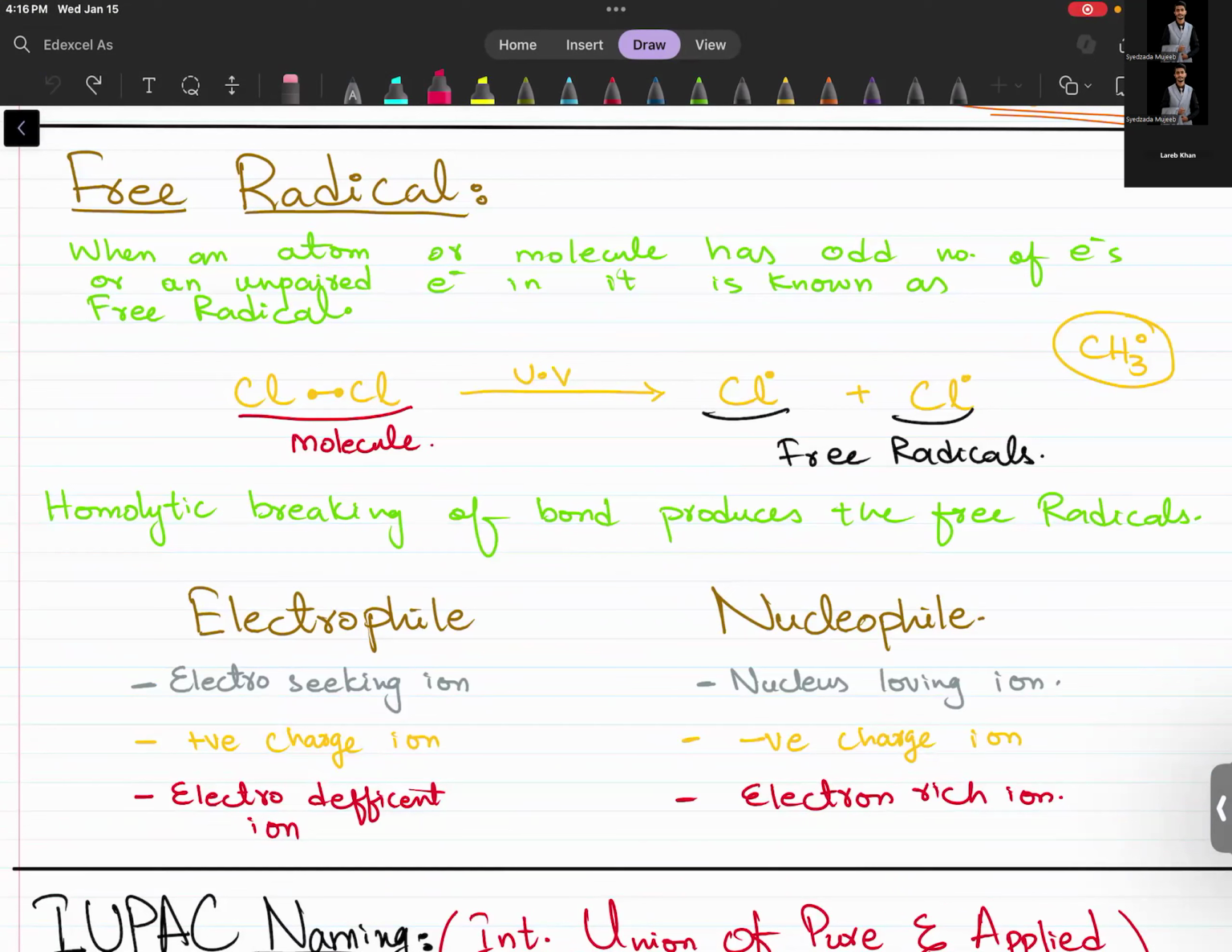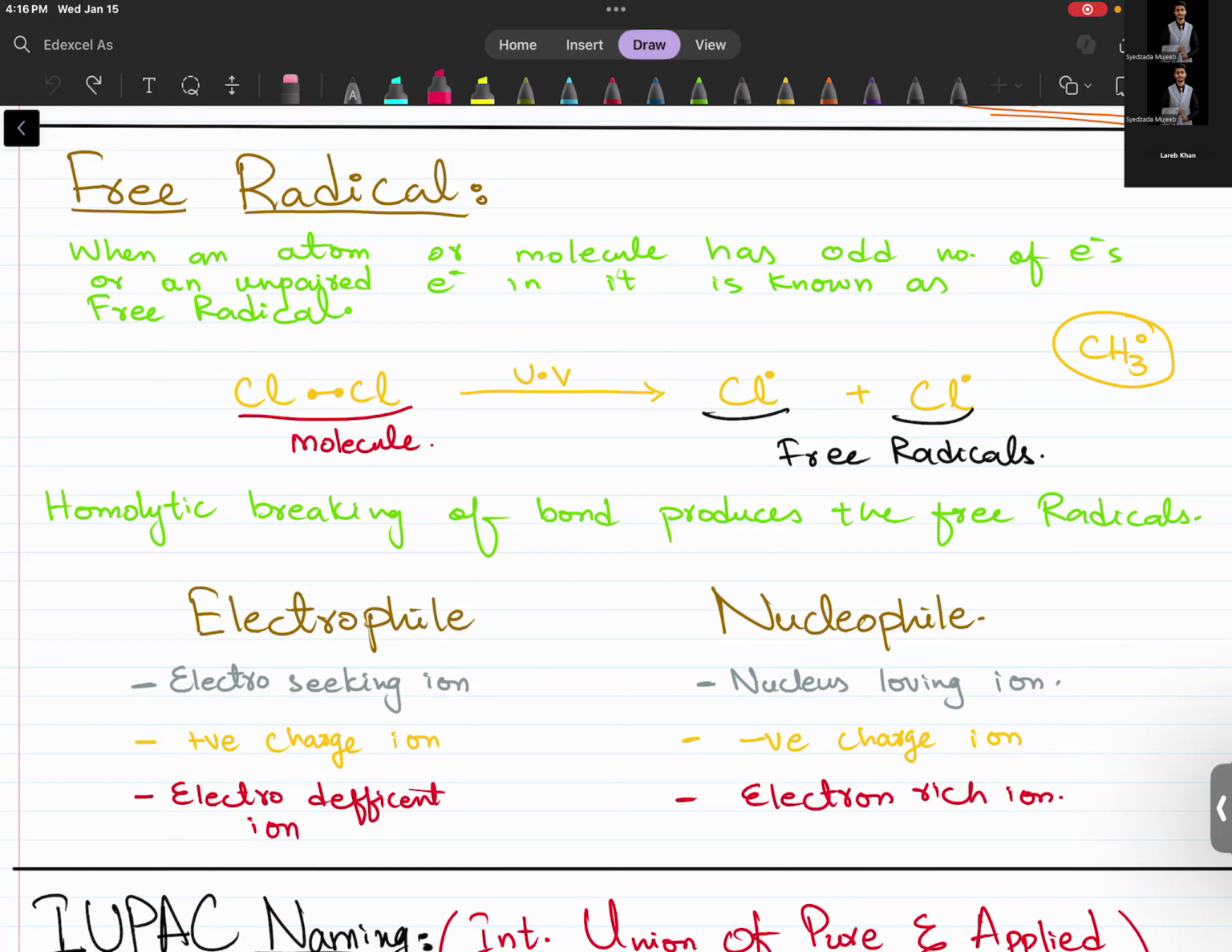When we break this bond, they will convert into free radicals because they both will have an odd number of electrons, meaning 7 electrons and an unpaired electron each. Okay, so this type of breakdown of molecules is considered homolytic breakdown, or homolytic fission reaction. So you can simply say that in homolytic fission reactions, we will be producing free radicals. Is it clear?